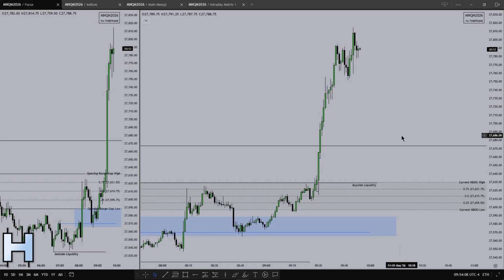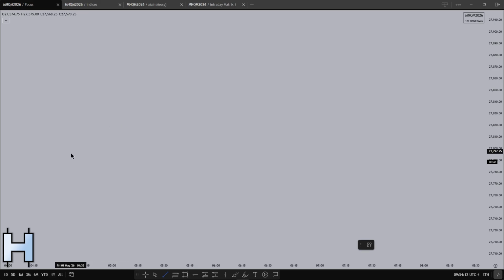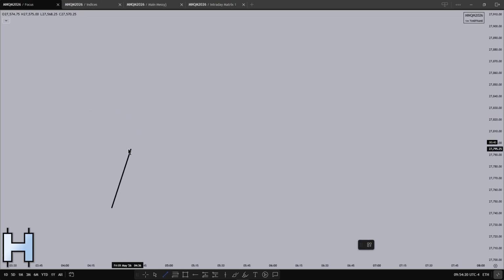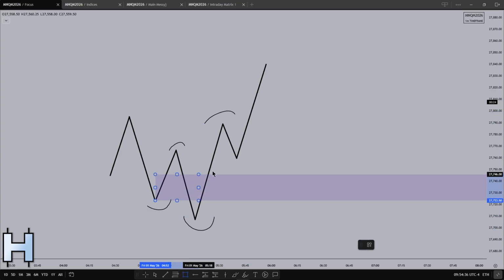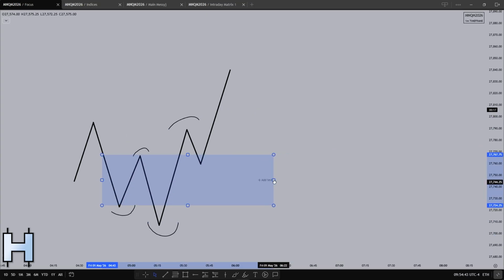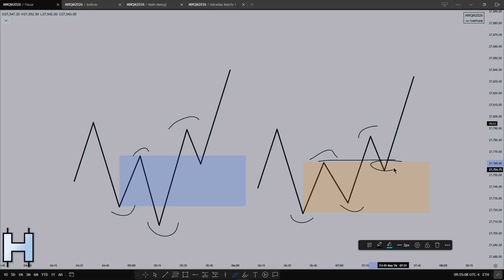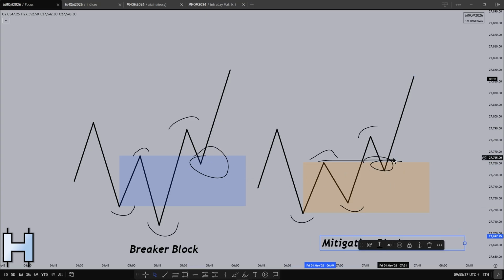What's the difference between mitigation blocks and breaker blocks? So let me make an actual diagram. A bullish breaker block is where we create a low, high, lower low, higher high, and then that range there is the breaker. Whereas a mitigation block is a low, high, higher low, higher high, and then that's where you look for the entry. So if you want to take a screenshot of that, you can.